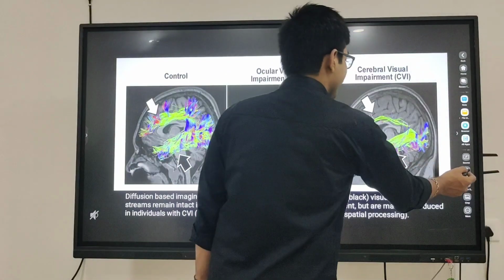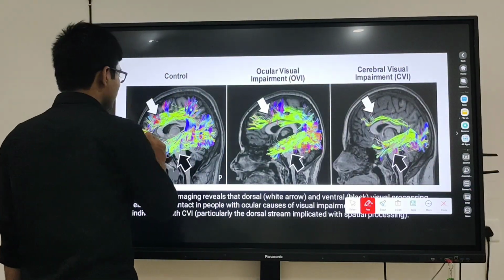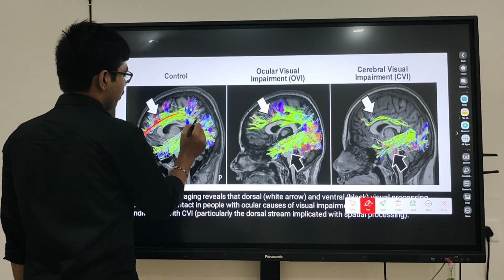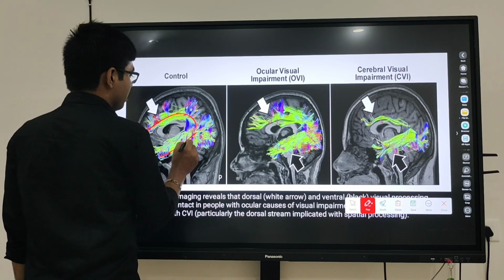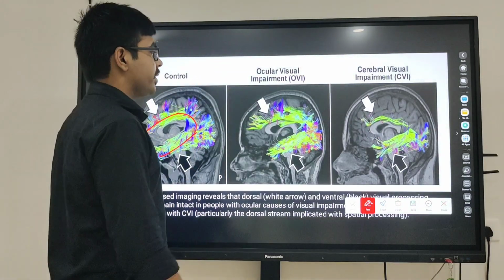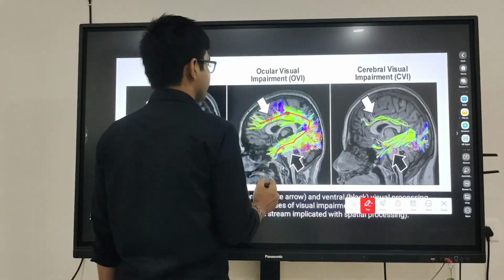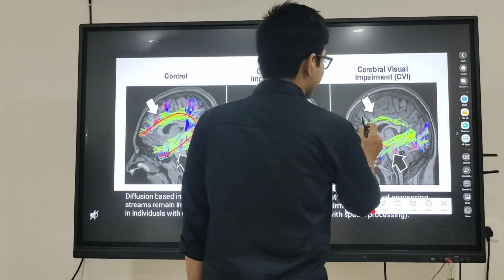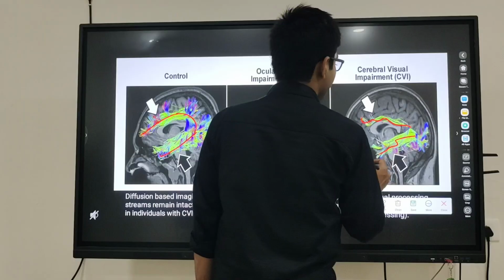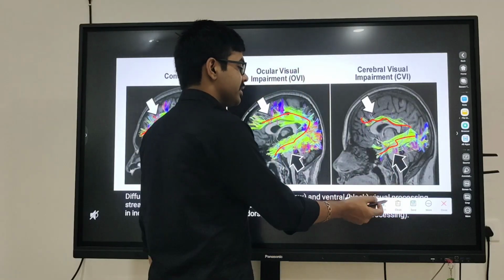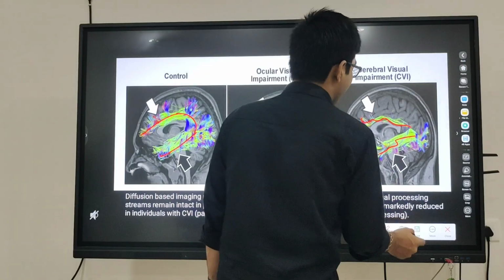Here in the case of control, we can see that their parietal lobe and their temporal lobe, meaning the dorsal and ventral streams, are perfectly fine. In the case of ocular visual impairment it is also fine, but in the case of cerebral visual impairment you can see that there is very much damage present in their dorsal and ventral streams as well.